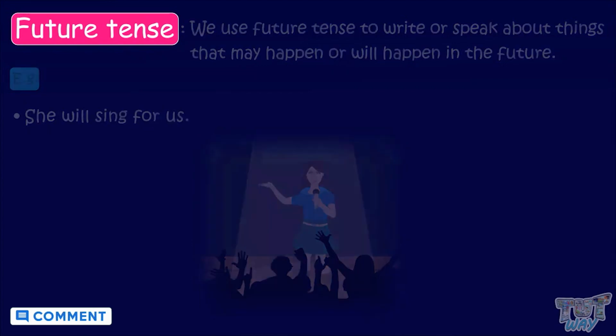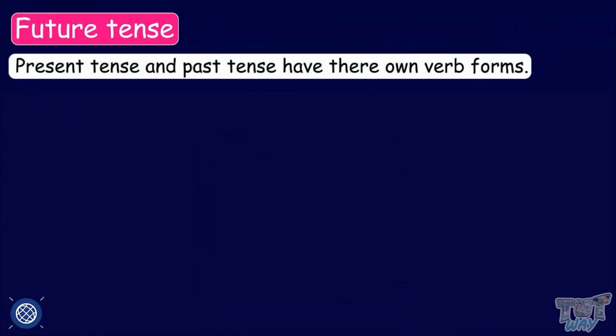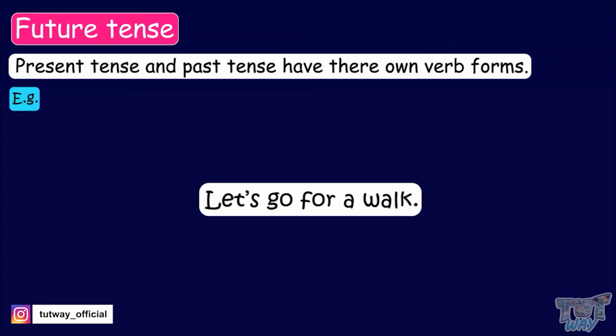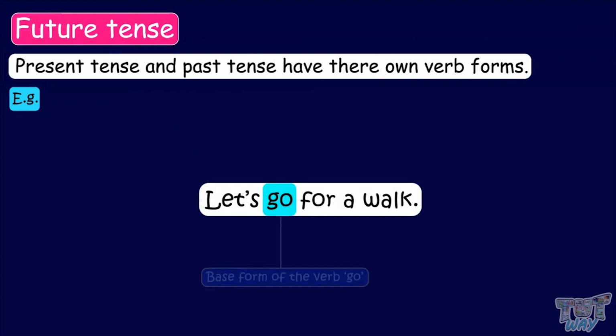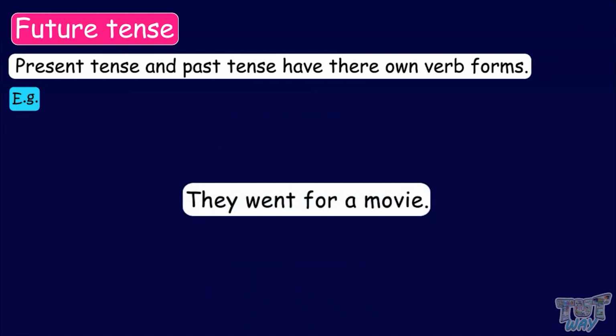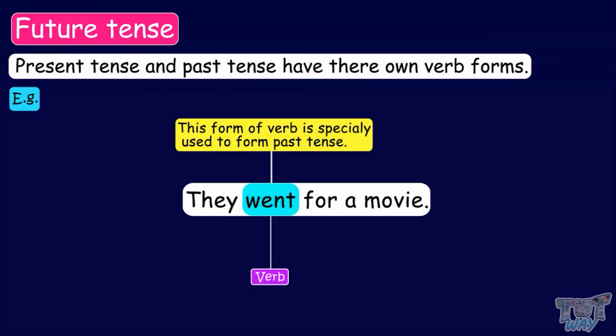We also learned that present tense and past tense have their own verb forms. For example, let's go for a walk. Here, the verb is go. Go is the base form of the verb go, which is used for present tense. They went for a movie. This is past tense. Here, the verb is went.